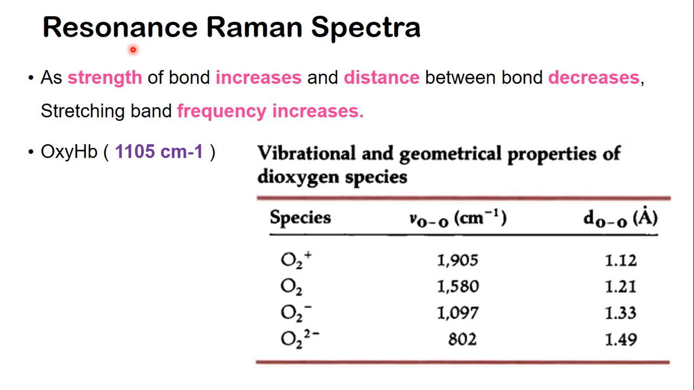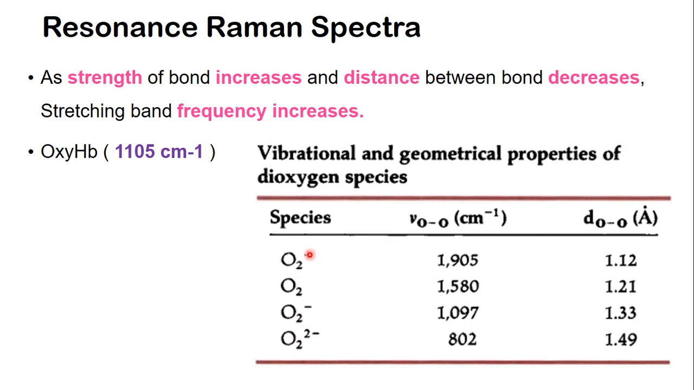Similarly, if the bond is strong, then the stretching band frequency will be high. You might have learned this in IR. Here also it's the same case. So these are some fixed values that are taken in resonance Raman spectra for various O2 species.